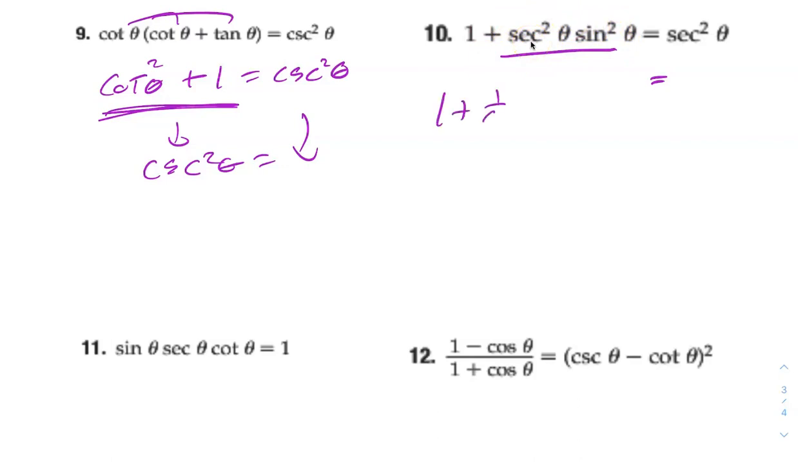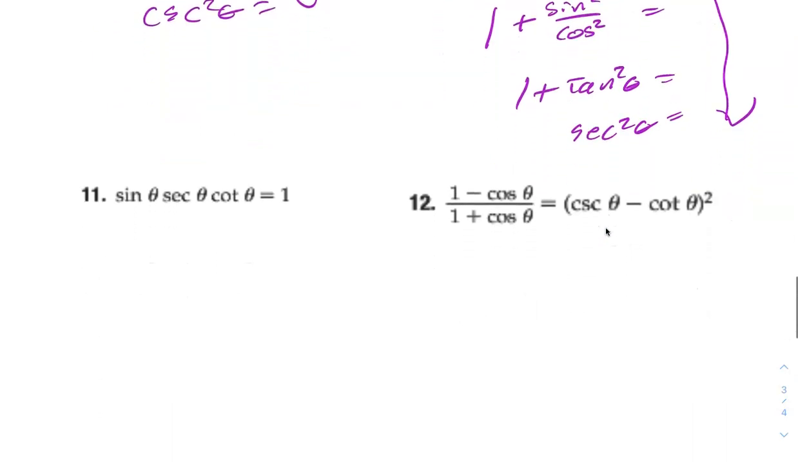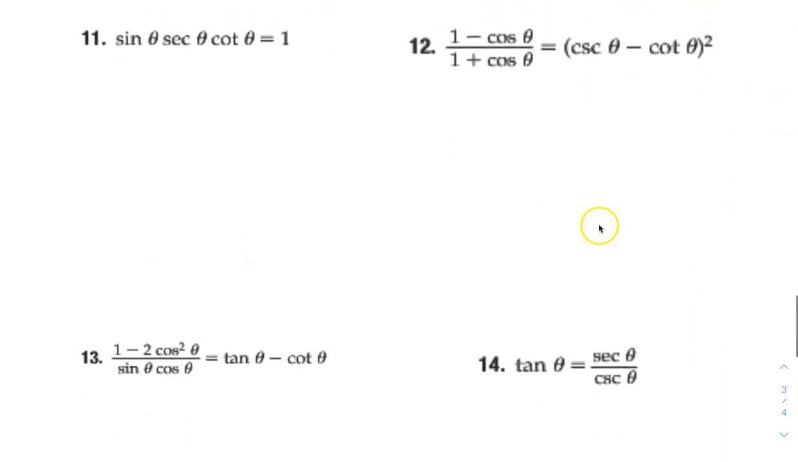Secant squared is 1 over cosine squared times sine squared. Well, I can combine it to be 1 over sine squared cosine squared. What's sine squared over cosine squared? That is tangent squared. You know what 1 plus tan squared equals? Secant squared. Right? So knowing those trig identities is so helpful if you have them down. Let's do some more.